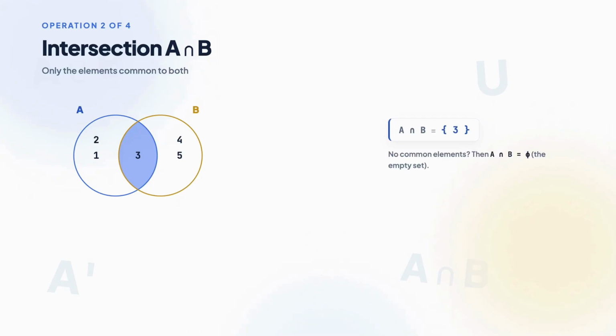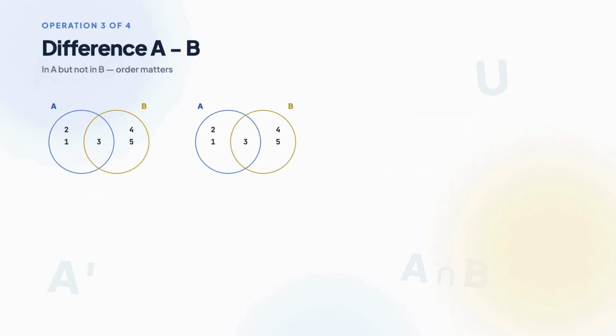Another operation is the difference of sets. The difference A minus B contains elements that belong to A but not to B. So, A minus B is {1, 2}, while B minus A is {4, 5}. Since these answers are different, the order of subtraction is important.